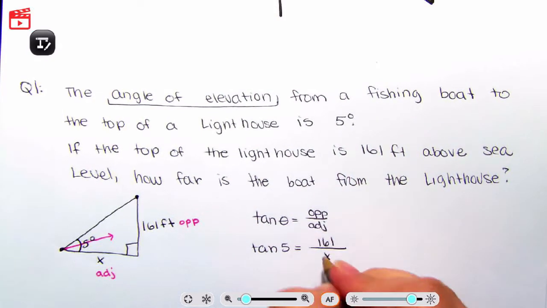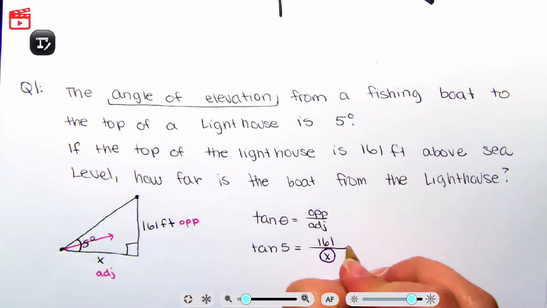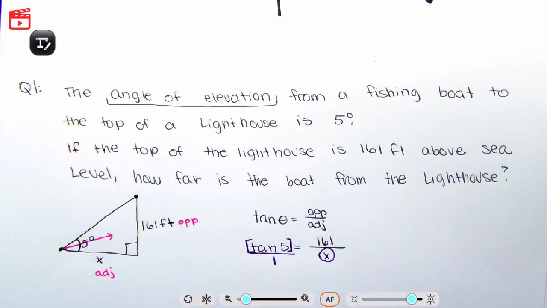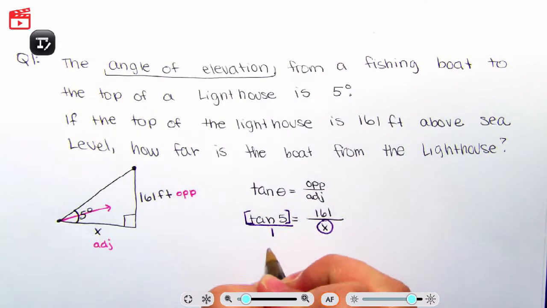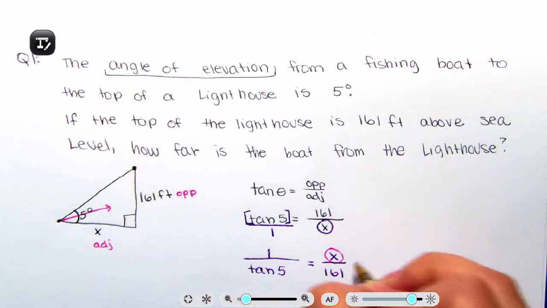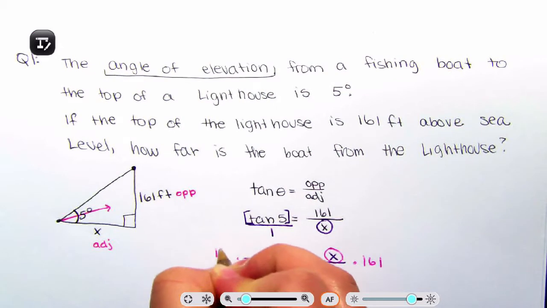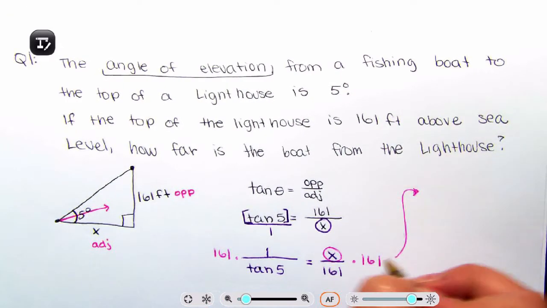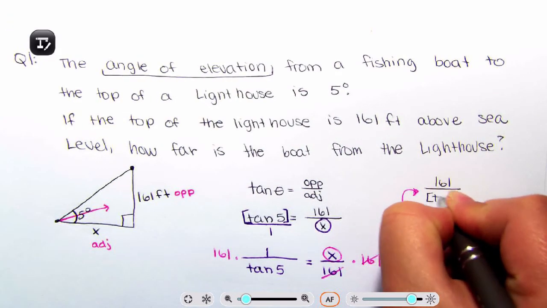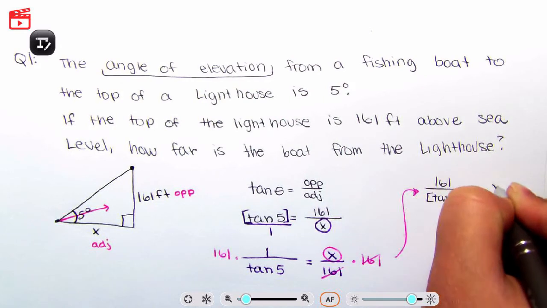So I'm going to do this a different way. I'm going to choose to do this a different way just to show you that you can do this. Instead of multiplying by x both sides, I'm going to turn tangent of 5, again, always put in a bubble, into a fraction, and I'm going to flip both fractions. So I'm going to say 1 over tangent of 5 is equal to x over 161. When I do that, my variable of x is now in the numerator. I'm going to multiply by 161 both sides. So that gives me 161 divided by tangent of 5 equal to x.